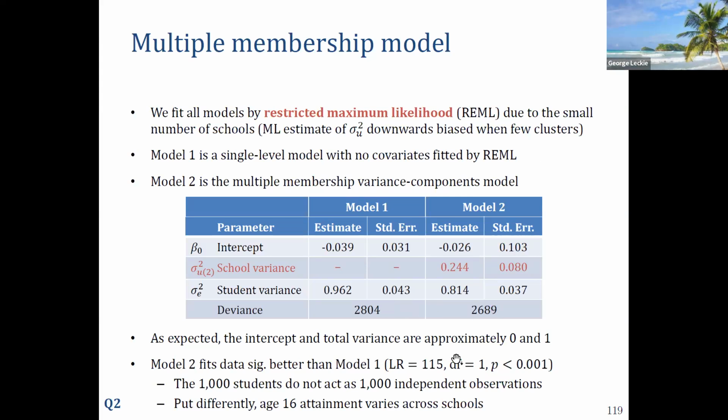So the deviance drops by 115 for one extra parameter, highly statistically significant. And so my school effects are statistically significant. We do need a multi-level model. It is substantively large because you can see the outcome has approximately 1 as its variance because I simulated a Z-score. And you can see 25% of the variance is between schools, 75% is within schools. So it's a big effect size, and it is also statistically significant.